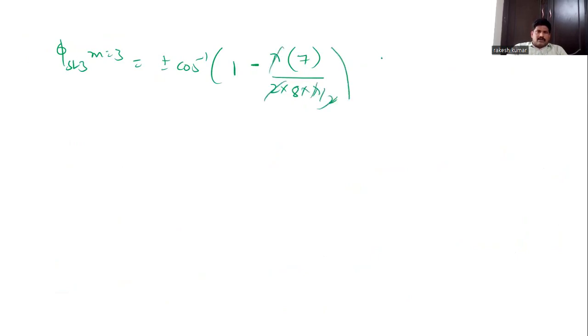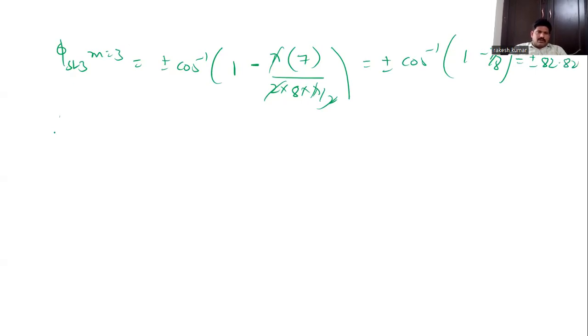Phi SL3. That is for m is equal to 3. What is the formula? Plus or minus cos inverse of 1 minus lambda into, here m is equal to 3, 2 into 3, 6 plus 1, 7 by 2 into d, which is 8, into lambda by 2. Lambda will get cancelled. So it's equal to plus or minus cos inverse of 1 minus 7 by 8.